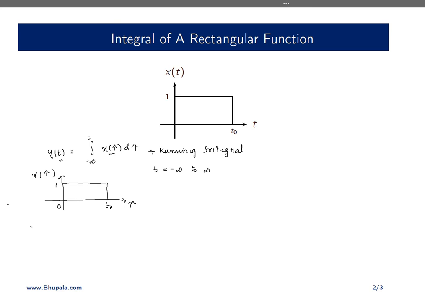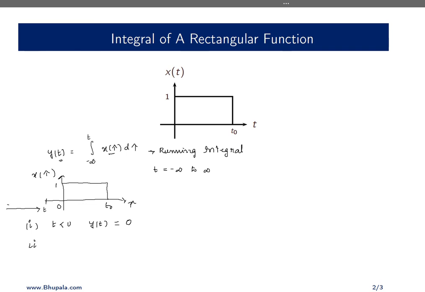So what can we say? In the first case, we take t less than 0. What will happen to our y of t? We have to integrate from minus infinity to t, and t is less than 0. Because we don't have any signal in that range, y of t is equal to 0.